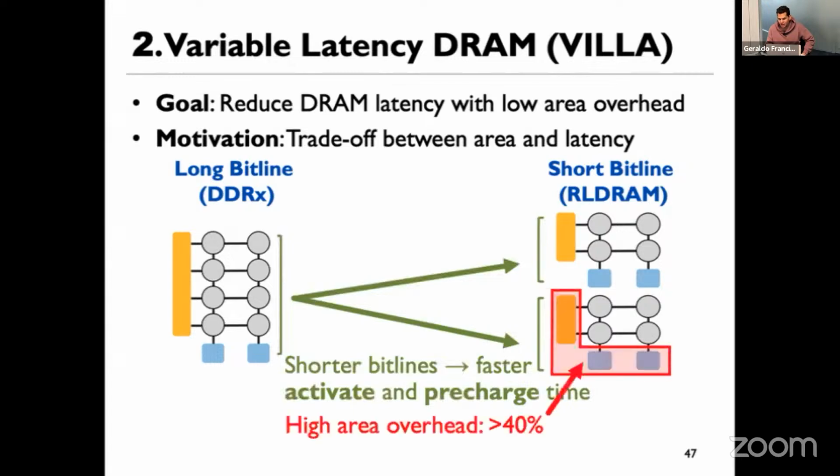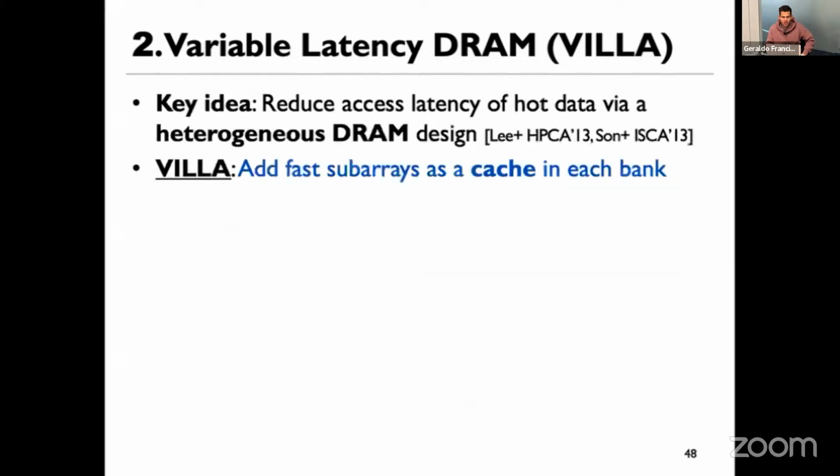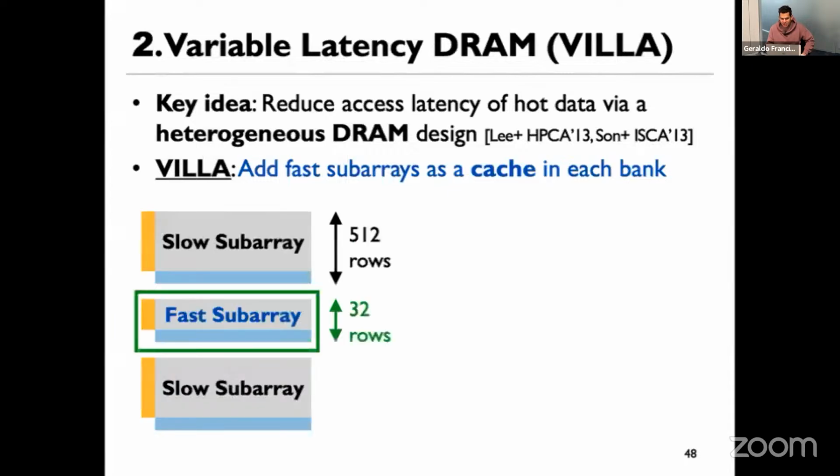But this comes at an area cost, because now you have to replicate the local amplifier and also the local row decoder design. So the key idea in VLA is to reduce the excess latency of hot data via a heterogeneous DRAM architecture, by adding a fast subarray as a cache in DRAM.